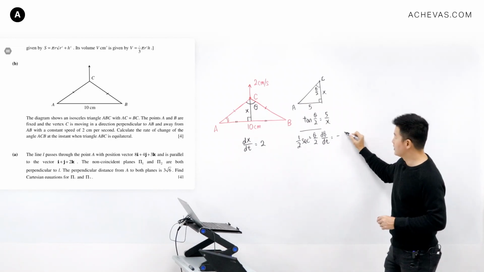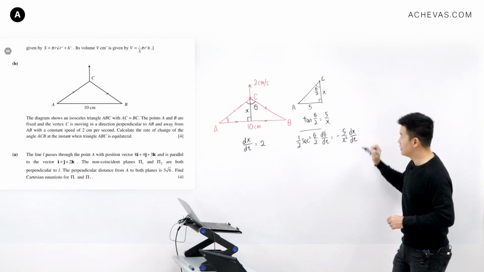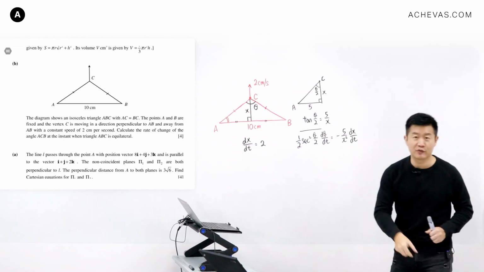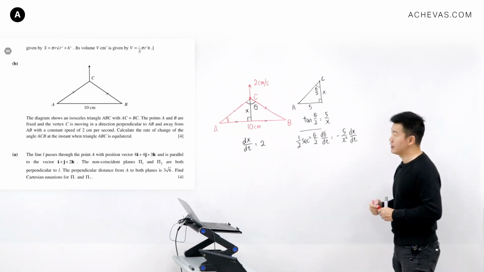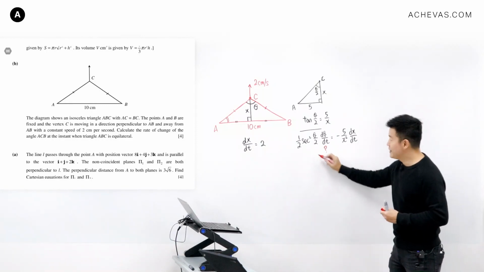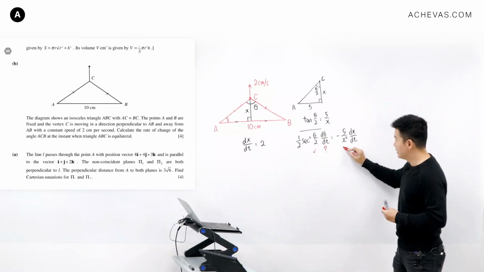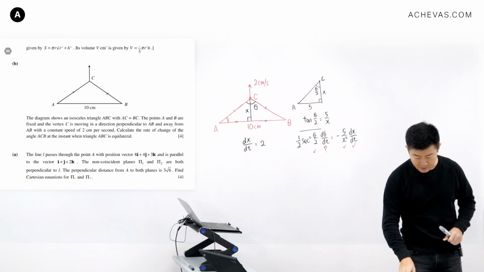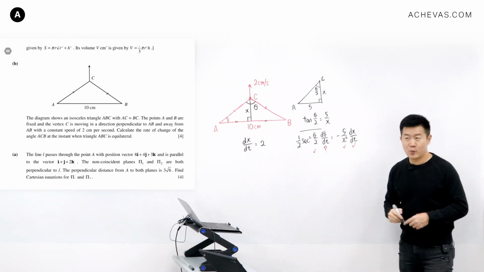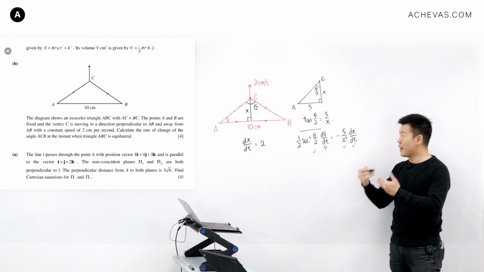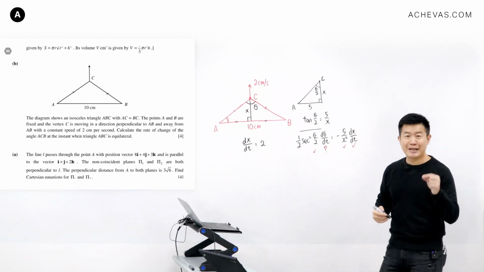On the right hand side is going to be minus 5 over x square dx dt. And the question requires us to find the rate of change of theta, the rate of change of angle ACB. So we are supposed to find this, which means that we're going to try to find this, and this, so that we can find d theta dt. And according to the question, what is the d theta dt that we're supposed to find? We're supposed to find when this triangle is equilateral.